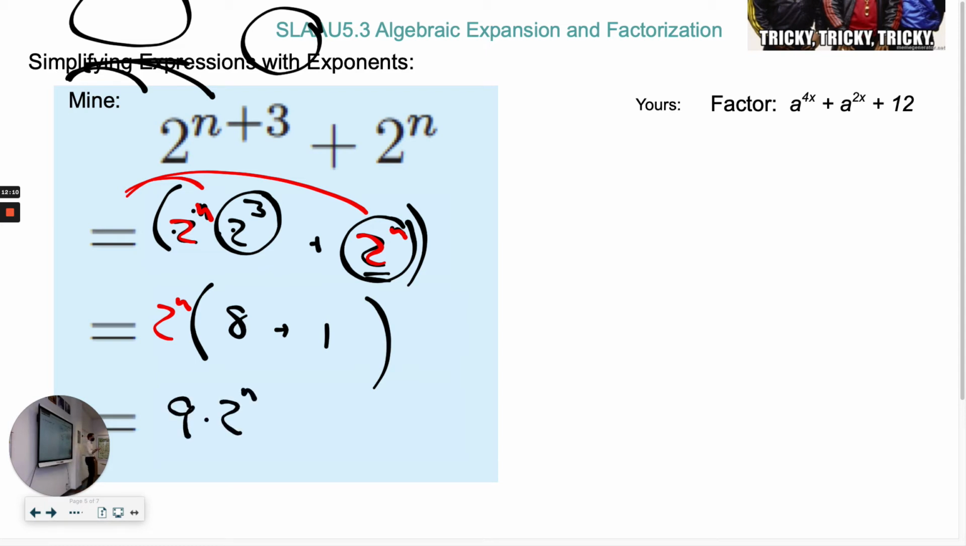I don't understand why you can factor it out. Like, you're not multiplying the 2 to the n by the 2 to the n. Tell me that again. Why can you factor it out?